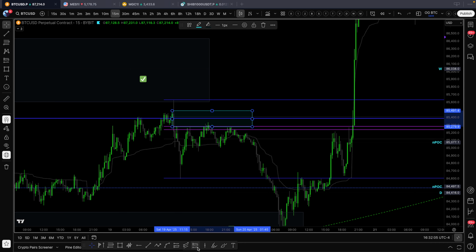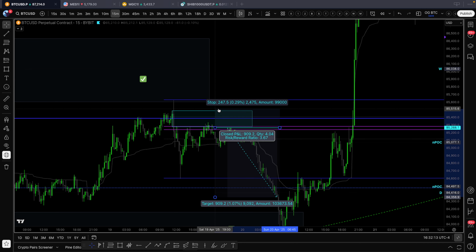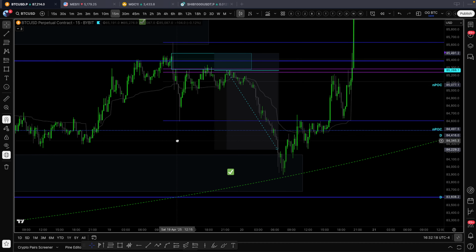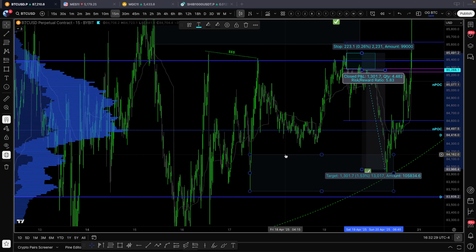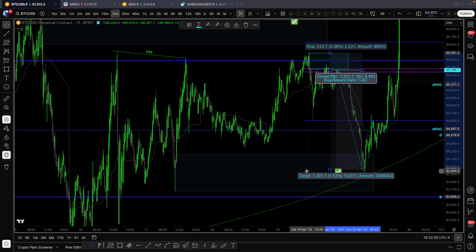So at that point, we knew that we could enter here around the golden pocket, put our stop loss at the top of the order block, and then of course we target the supply, the last supply that we had in this range. So we could also see that we had a nice high volume node right here, and we had another nice high volume node right here. So you can also use those as a bit of confluence as well.